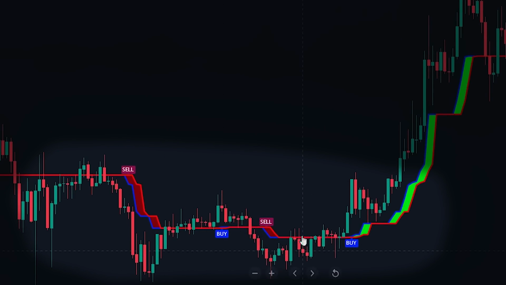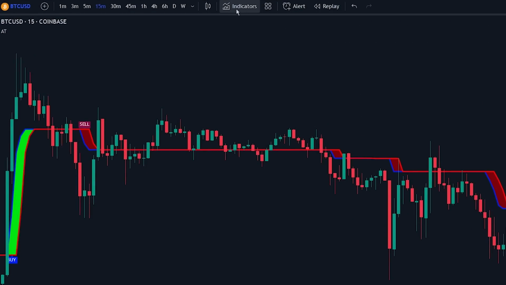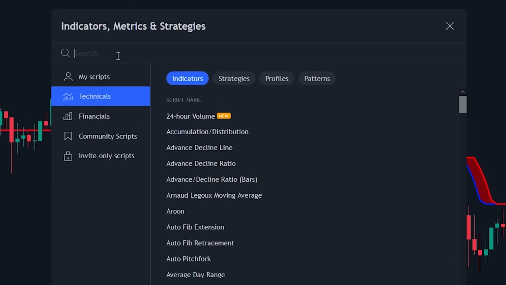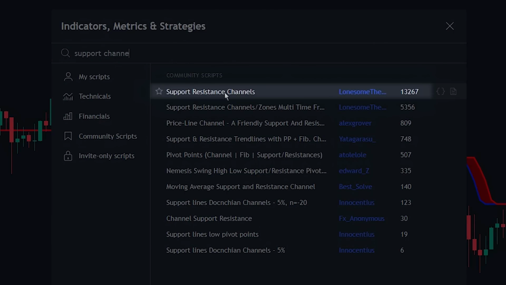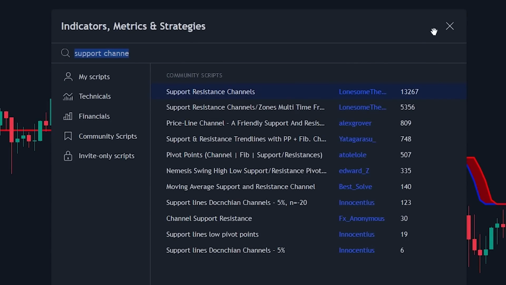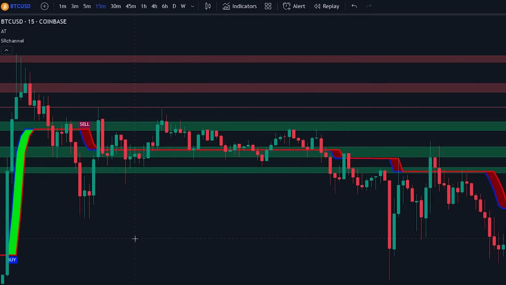To fix this issue, let's add an extra indicator to the chart. Head over to the Indicator Search tab and search for the Support and Resistance Channels indicator. Select the indicator made by Lonesome the Blue and add it to the chart. This indicator aims to find support and resistance channels based on pivot points. We will be using these channels as confirmations for entries.